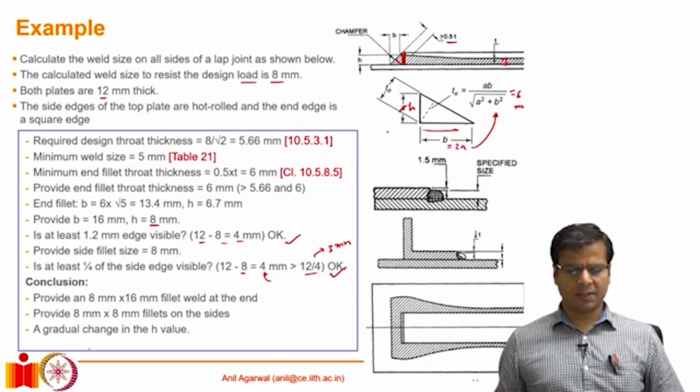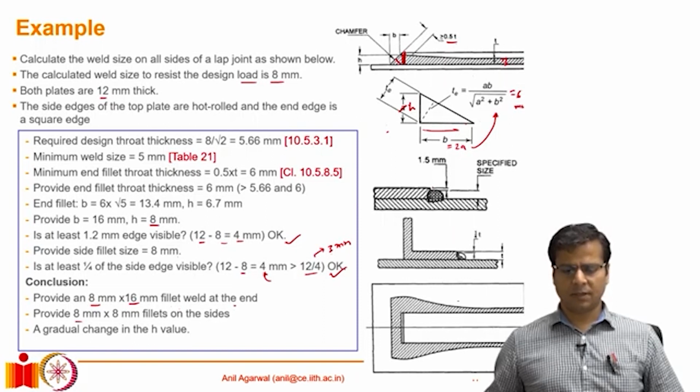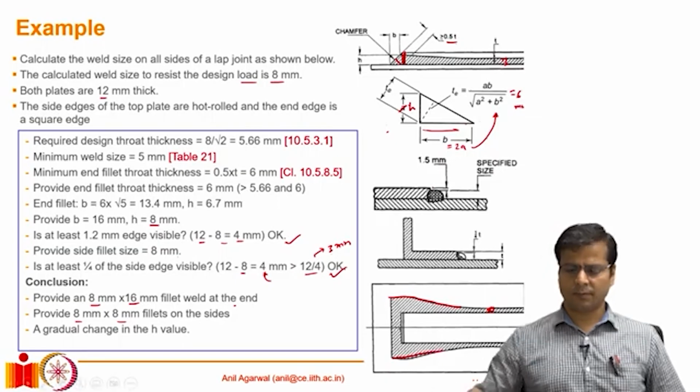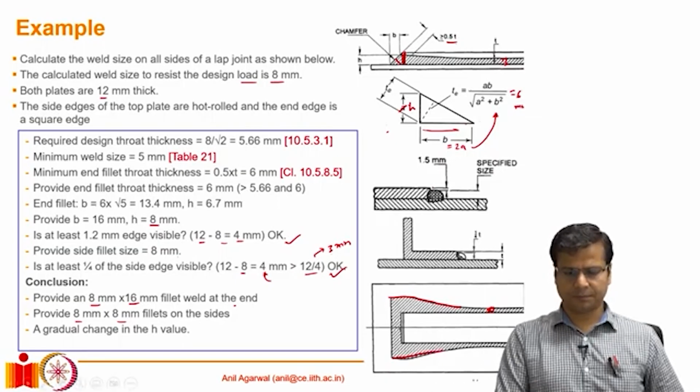So essentially the final design turns out to be: we provide the weld of size 8 millimeter height and 16 millimeter horizontal dimension at the end. On the sides we provide an 8 by 8 fillet weld, that is horizontal dimension is also 8, vertical dimension is also 8 millimeters, and of course there will be a gradual change from here to here as the dimensions change from the end fillet to the side fillet.